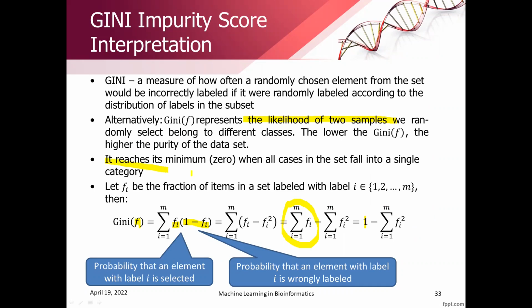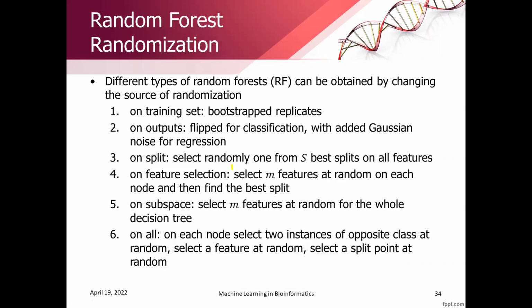So evidently, it reaches its minimum 0 when all classes fall into a single category. And as I said, when we construct the random forest, we would like to build many decision trees, but the decision trees should be independent, not correlated. So how do we obtain independence?